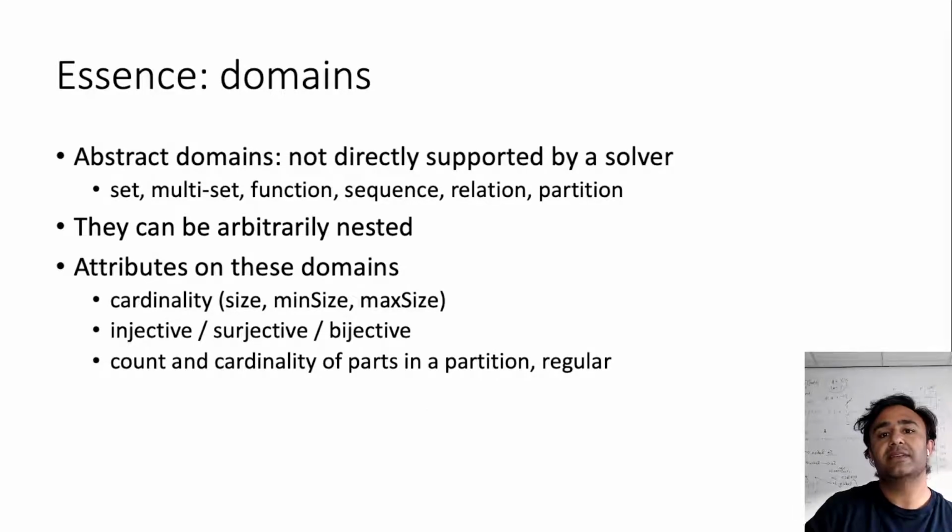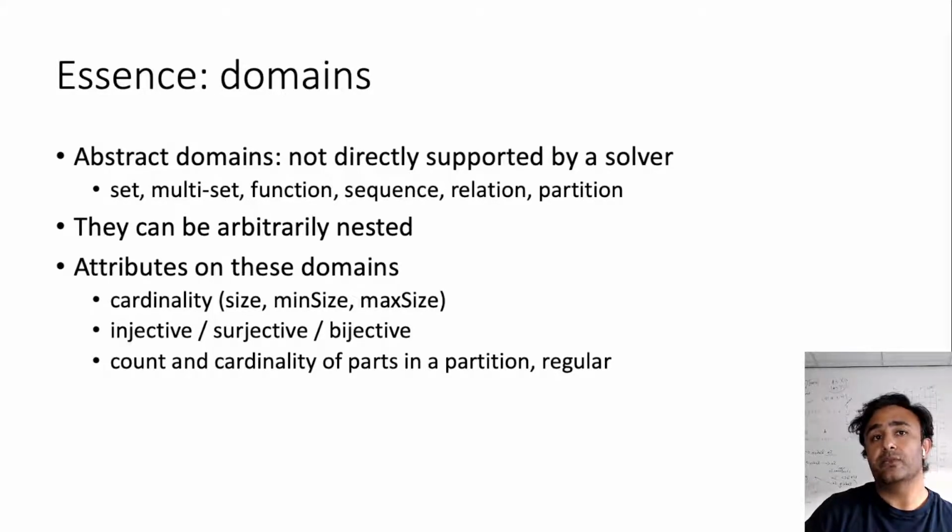Okay, so let me talk a bit about Essence at the start and give you an idea of the kind of features this language allows us. The first thing that allows the distinction between models and problem specifications is the abstract domains it contains. These are domains that are not directly supported by a solver, things like sets and multisets and functions and sequences and relations and partitions. So these can be seen as fairly high-level constructs which can be arbitrarily nested.